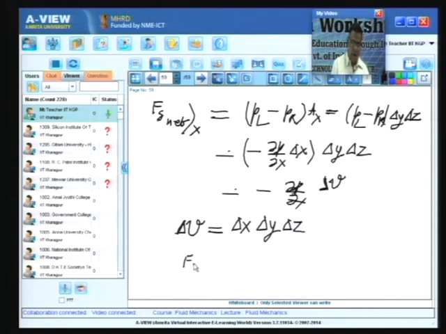So, if you look at F S net x by the volume, that is minus del P del x. Of course, there were higher order terms which we did not consider, but this expression will be exact if you take the limit delta V going to 0.